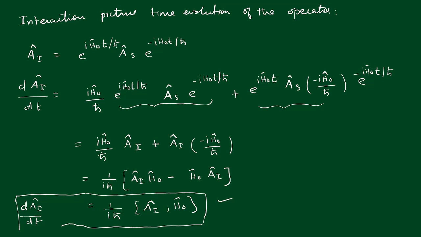Right, but you are only asked some features of this interaction picture, so this is enough for the time being. All right, we are not worried about what kind of V we have, etc. So for the time being this is enough.